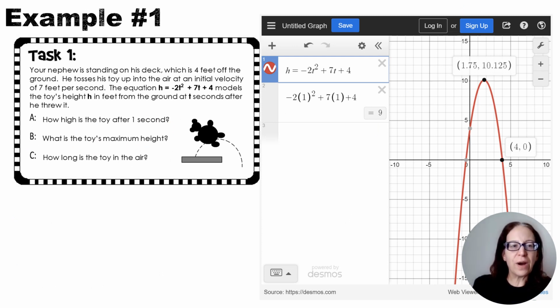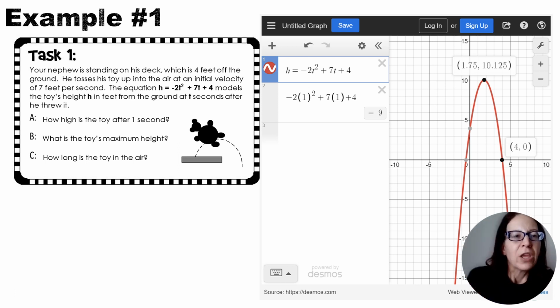All right, so for task number 1, this came from a wonderful set of problem tasks that I got years ago. We're basically going to do this with the Desmos calculator. I've got it up on the right, and then we have the problem on the left.